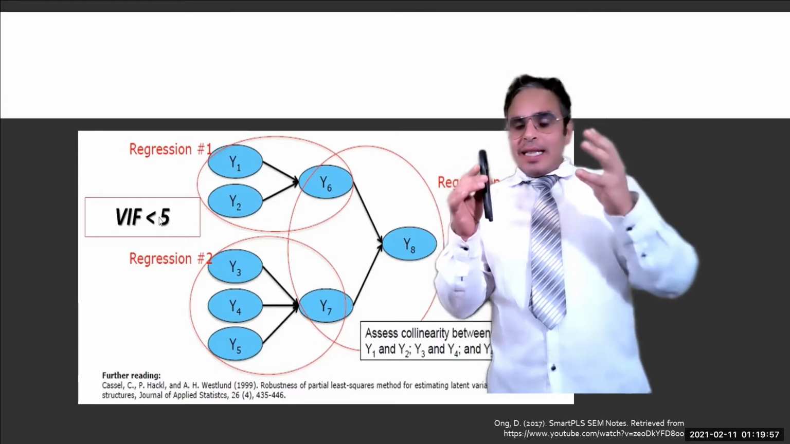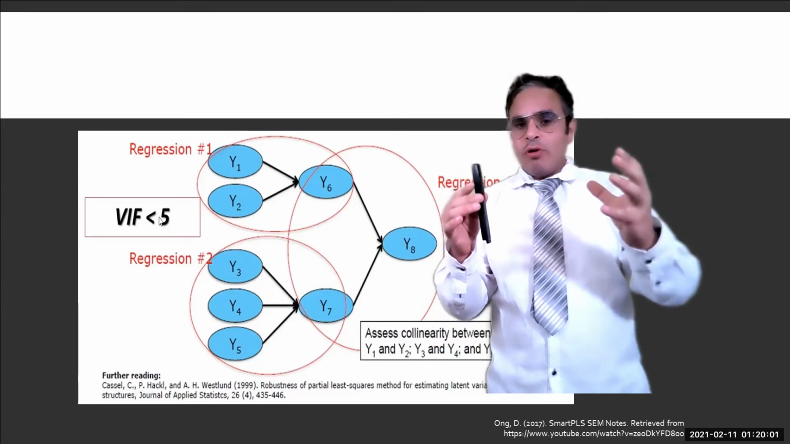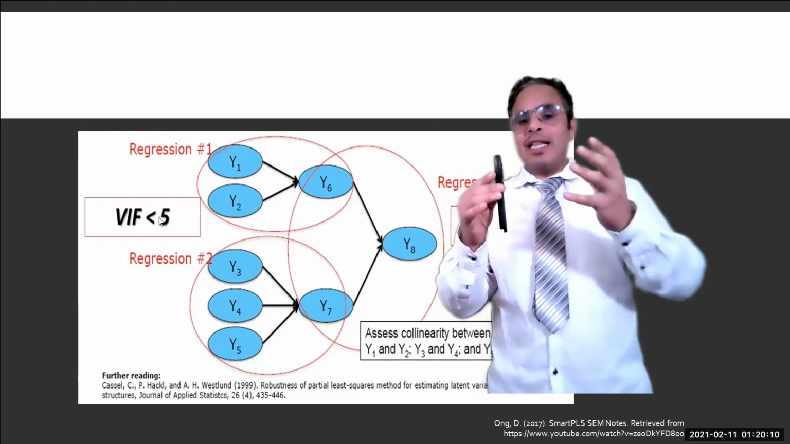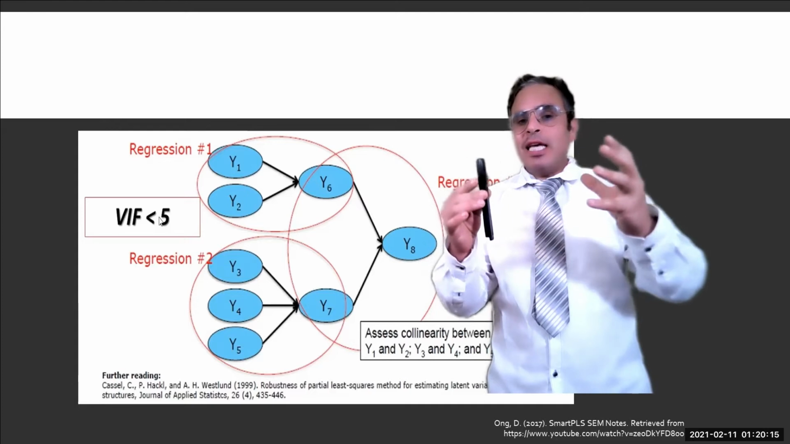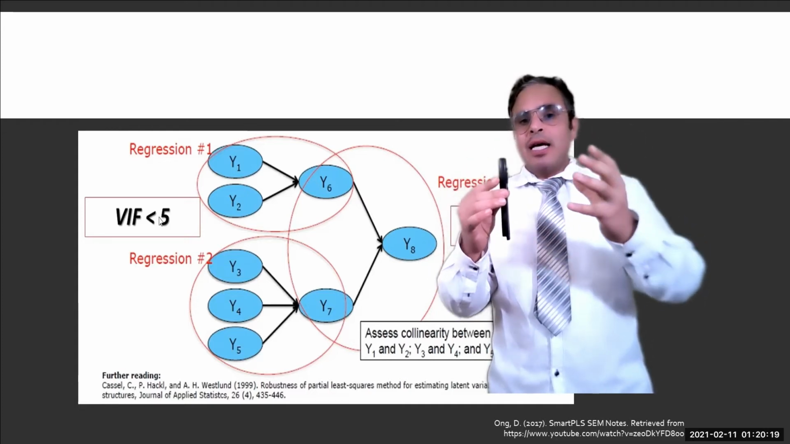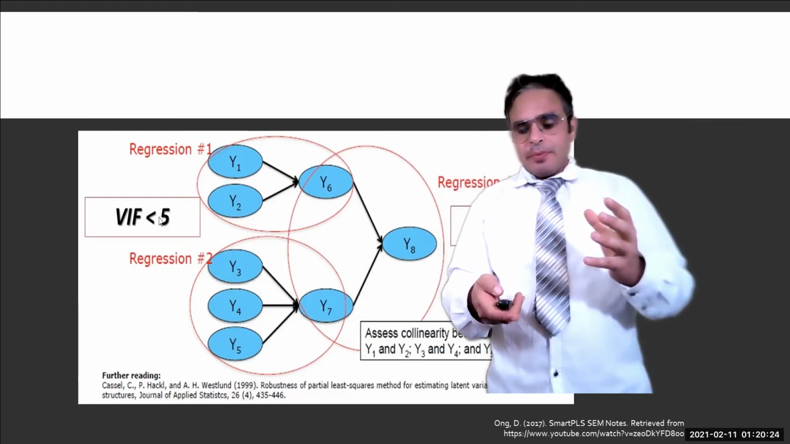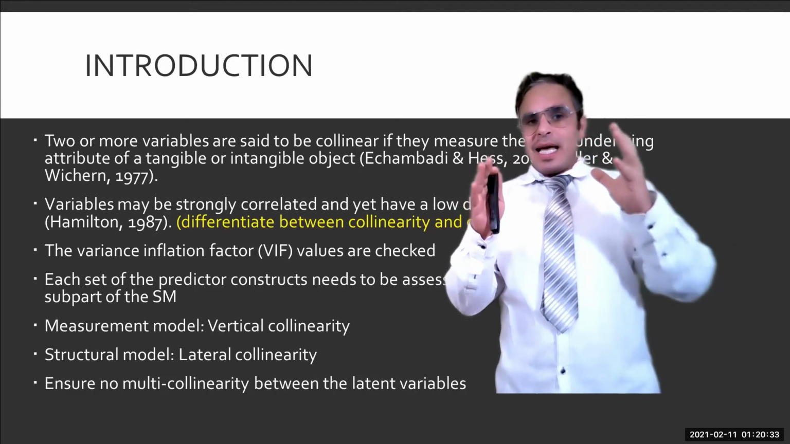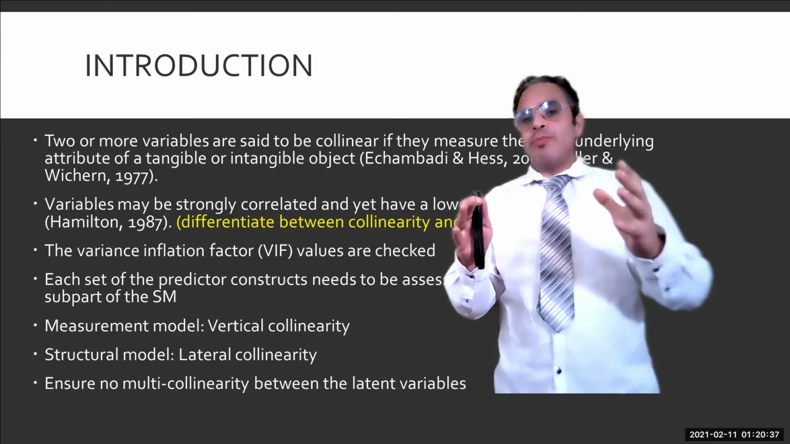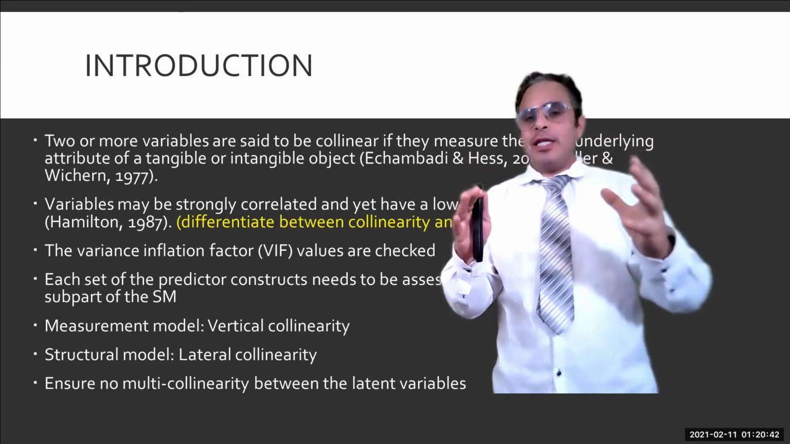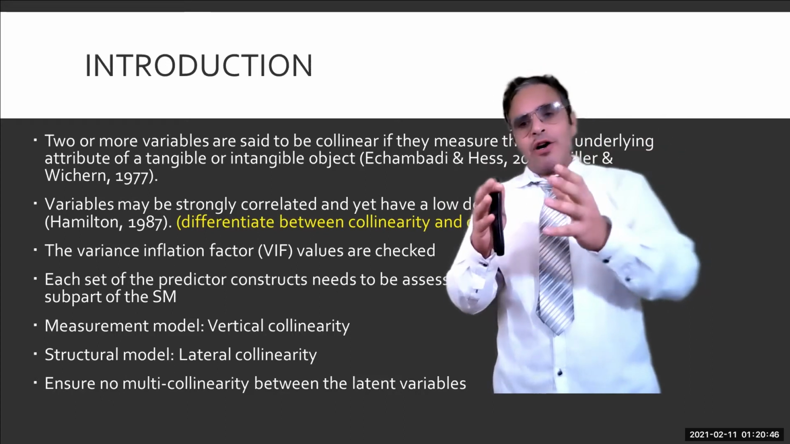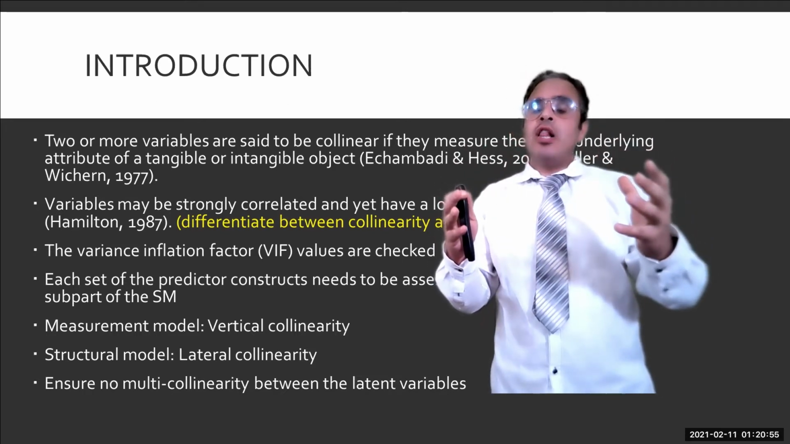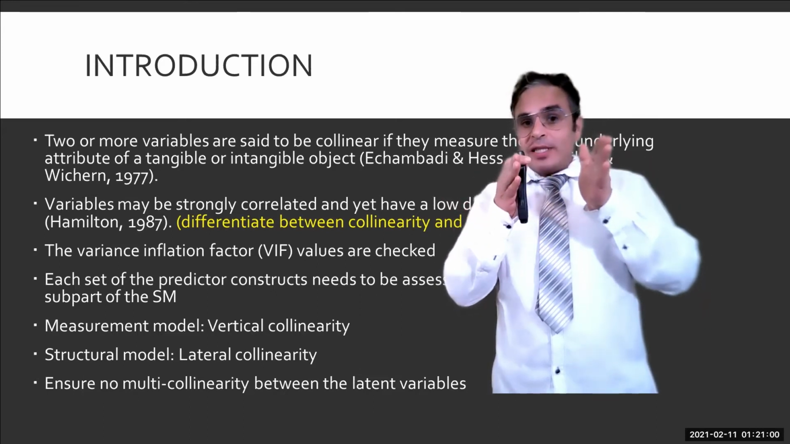And as you notice, the structural model that we have here is a multi-regression model. It describes relationships among many complex variables or abstract concepts. So if we have two or more variables measuring the same underlying attribute of an intangible object, then we end up with a collinearity problem. And we have to differentiate between correlation and collinearity. We may have two variables that are highly correlated, but at a very low level of collinearity. We check for the VIF factors.